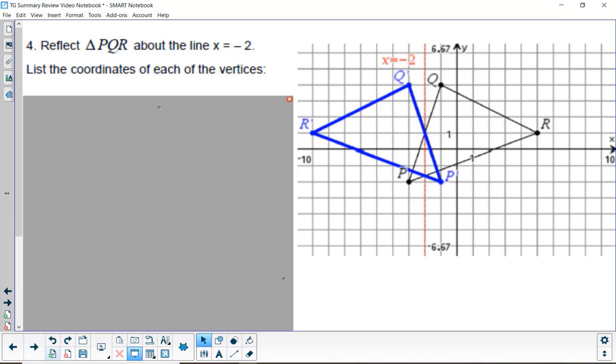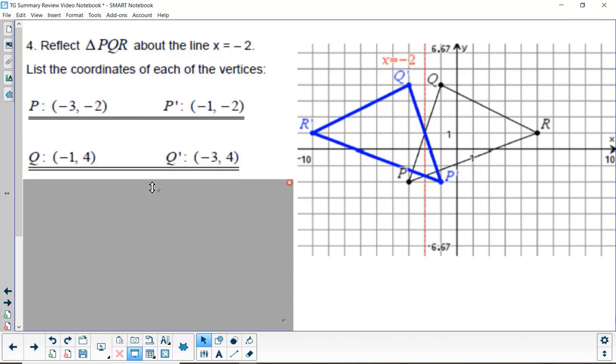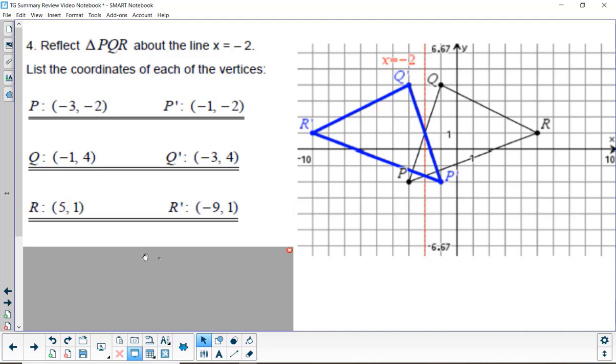Connecting those, there's our image triangle. The coordinates of the vertices, again, they have the same y coordinates, but different x coordinates. Same y's, different x's. Press pause as needed.